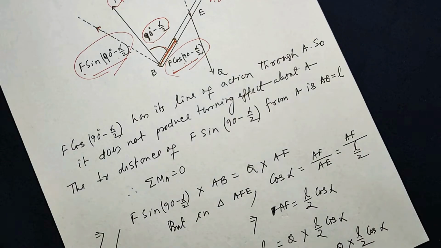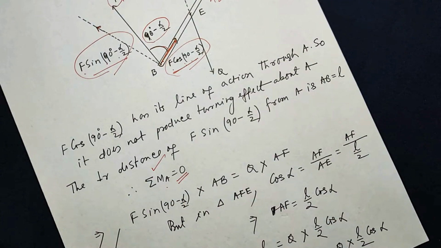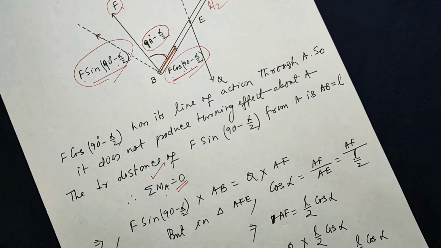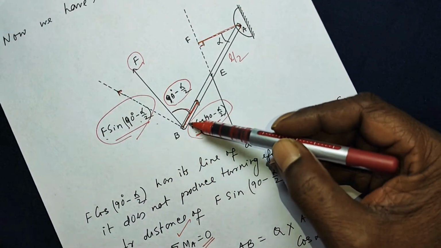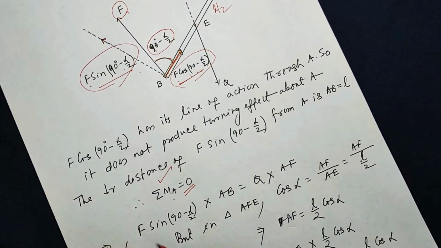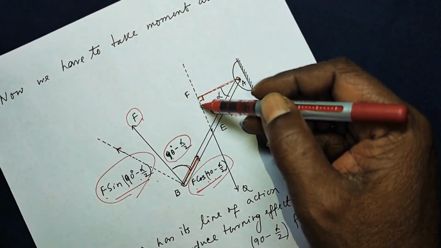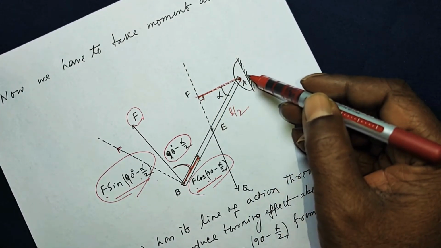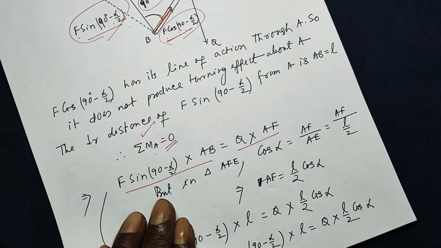Now let us apply the sum of the moments about point A. Since it is in equilibrium, the clockwise turning effect and the anti-clockwise turning effect will be equal and opposite. So F sine 90 minus alpha by 2 times L, which will produce a clockwise torque, is equal to Q times the perpendicular distance AF.